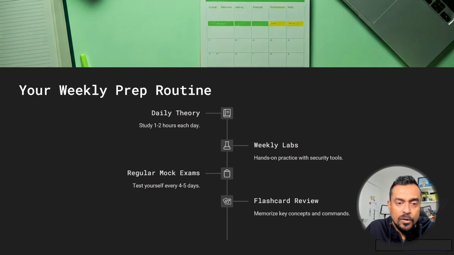And last but not least, flashcard review. You need to memorize key concepts and commands, right? There are certain things that you need to memorize as well. What I previously said was, don't memorize questions and answers. That is not taking you anywhere, but memorizing key concepts and commands is really useful. So this gives you an understanding of how to crack Certified Ethical Hacker version 13 for the first time, and from your first attempt you can clear it, according to my understanding.